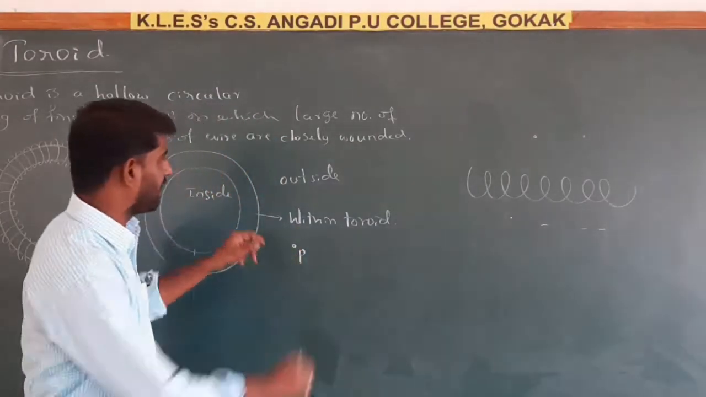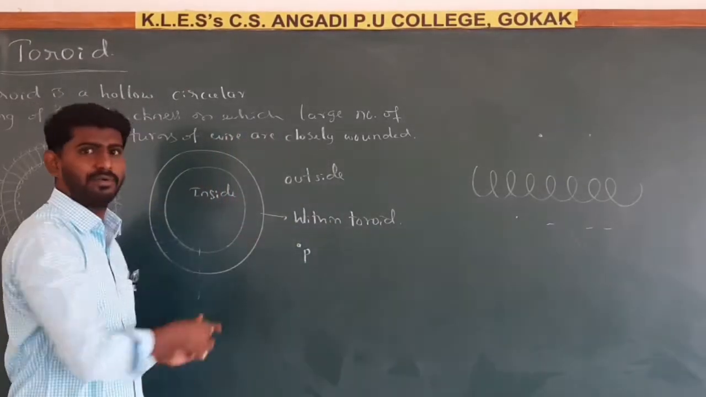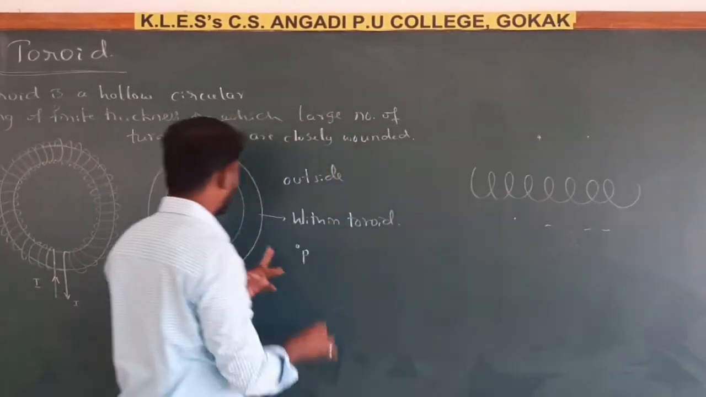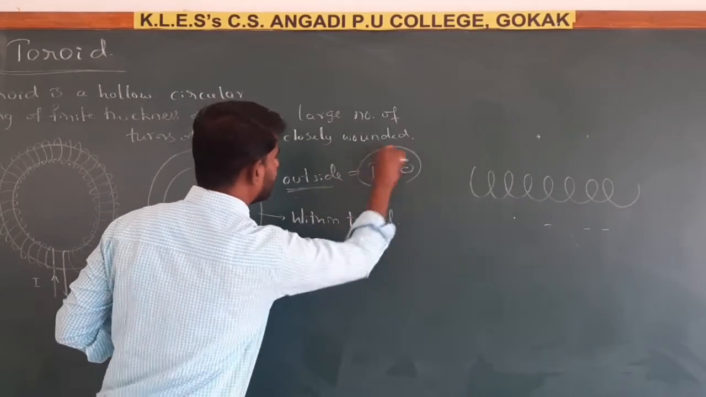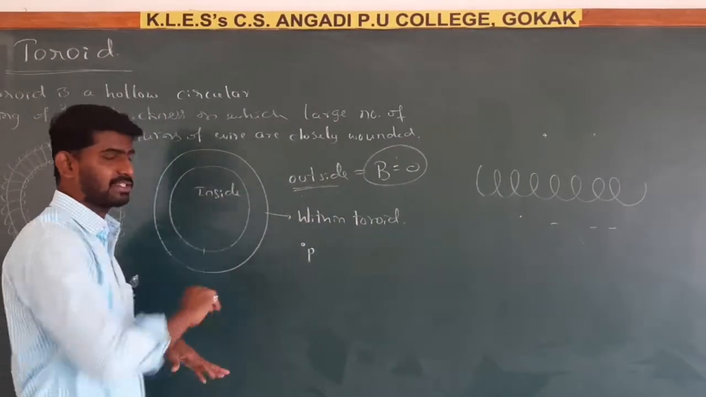And what is the toroid? A toroid is a bent form of solenoid. So if the magnetic field outside the solenoid is 0, then the magnetic field outside the toroid is also 0. Next, what is the magnetic field inside the solenoid?